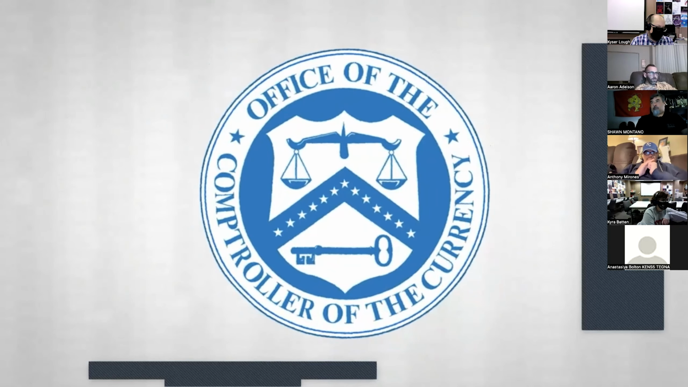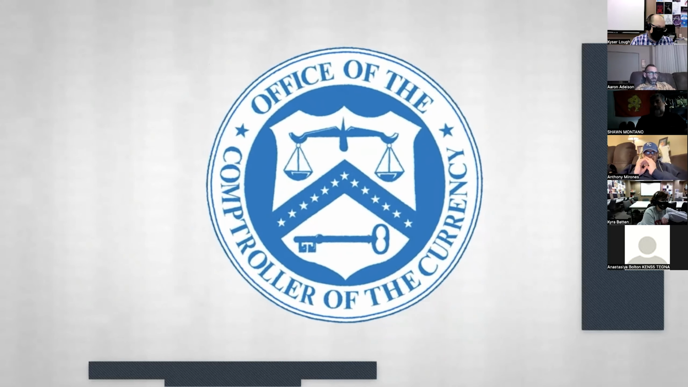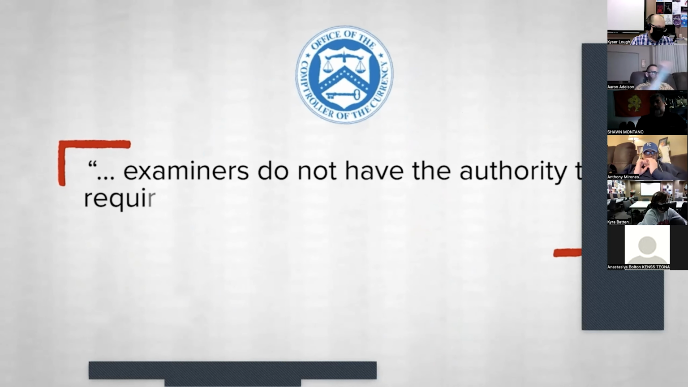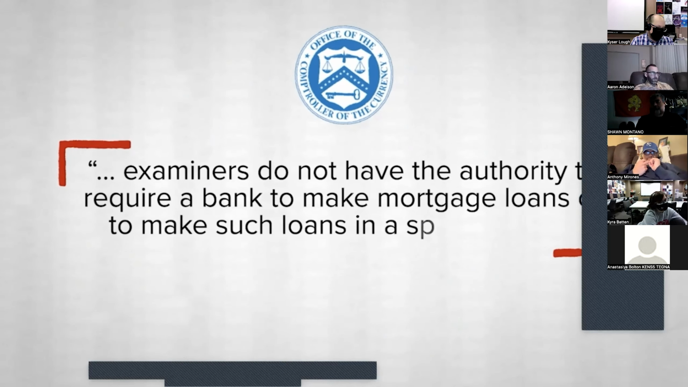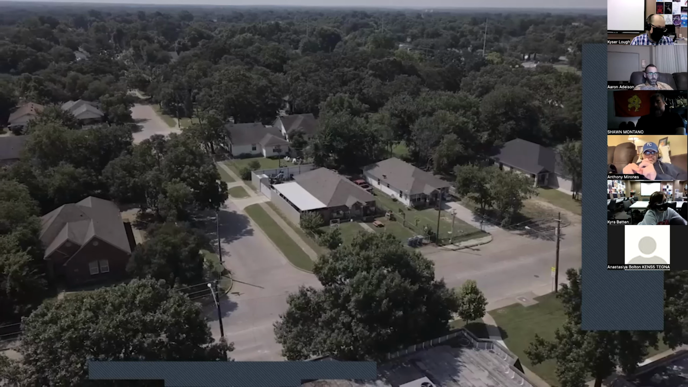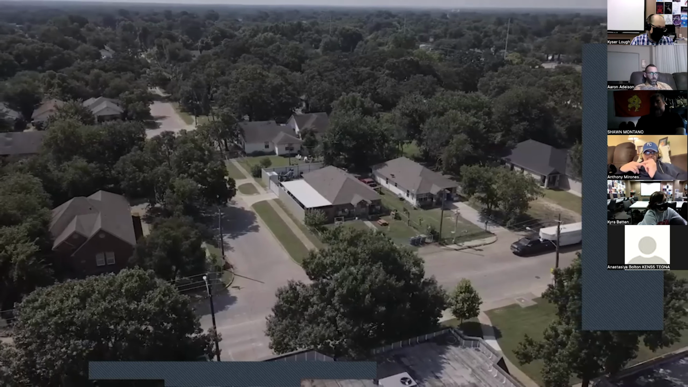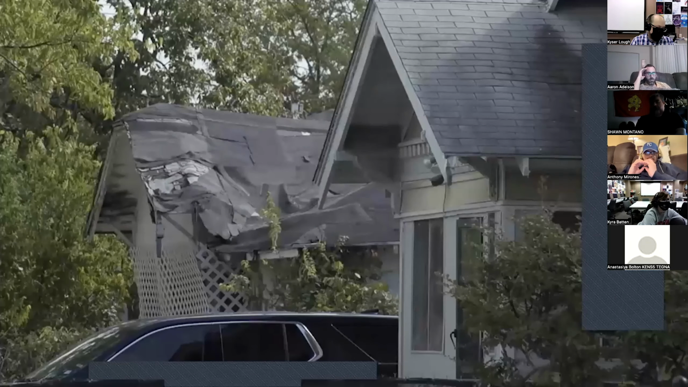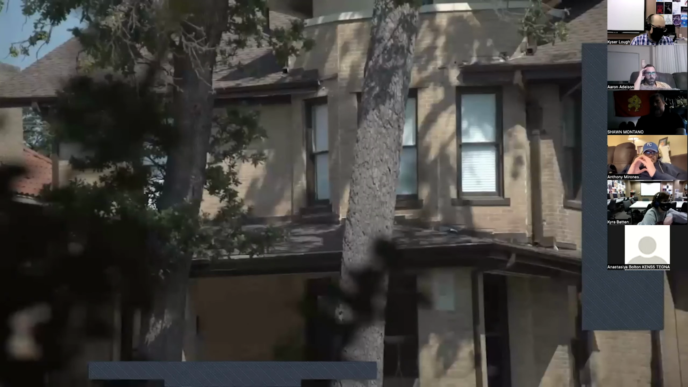Big banks are regulated by the Office of the Comptroller of the Currency. In a statement, the OCC says examiners do not have the authority to require a bank to make mortgage loans or to make such loans in a specific area. It also noted other neighborhood factors should be taken into consideration when looking at loan data, like the level of owner-occupied housing, income level, market volatility, and population trends.